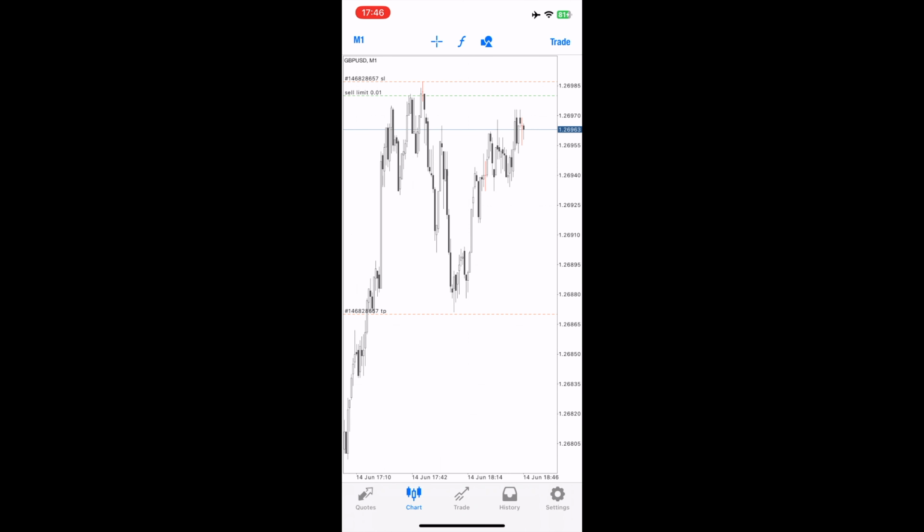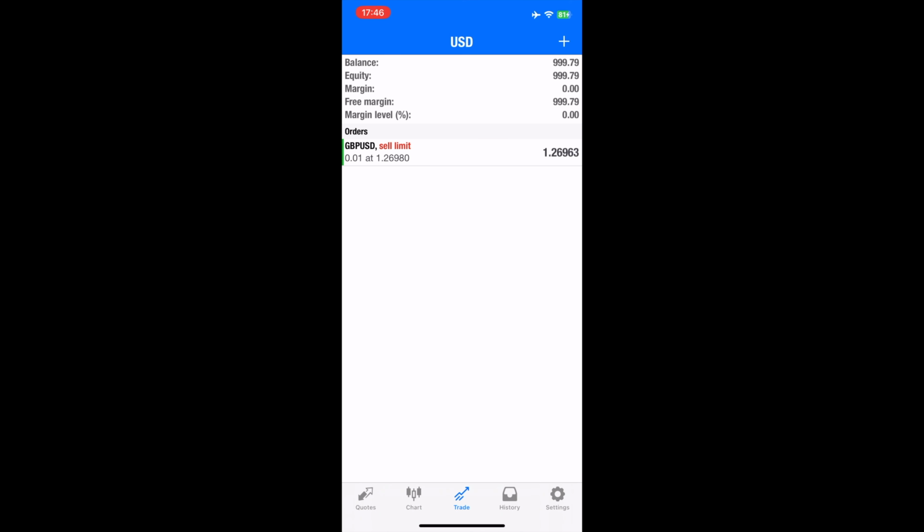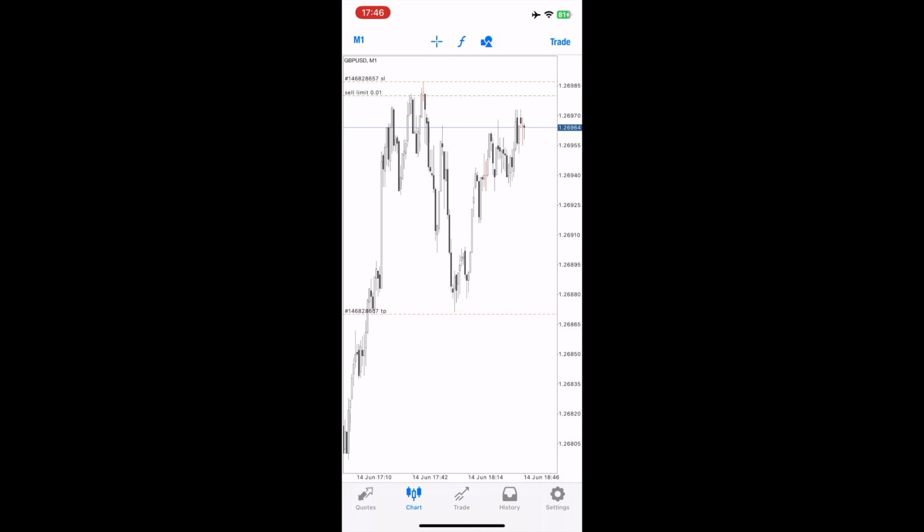That's a loss for me. And then if it activates and starts to drop, I'm going to be in profit. And then if you come to trade, you can see here, GBP USD, what kind of order is it? This is a sell limit. All right, so this is how to place sell limits.